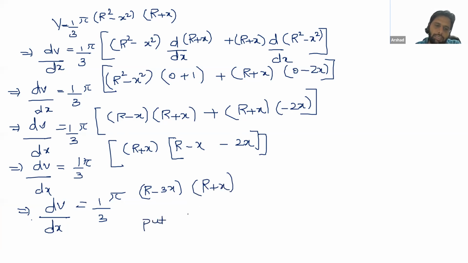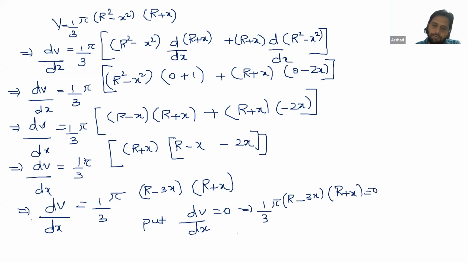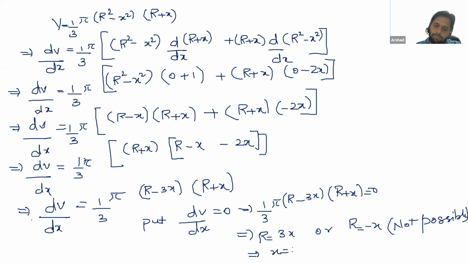Then put dv by dx is equal to 0. So what you will get here? 1 by 3 pi, r minus 3x, and here you have r plus x is equal to 0. So from this, you will get r is equal to 3x or r is equal to minus x, which is not possible. It is not possible. Now r is equal to 3x. So here you will get x is equal to r by 3.